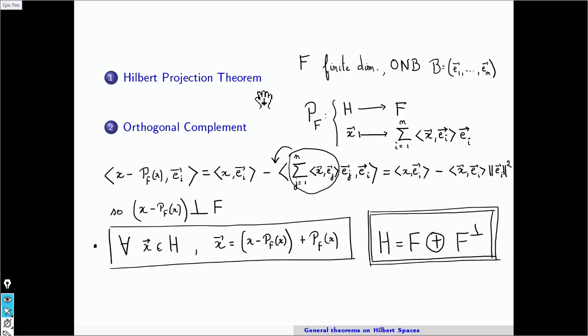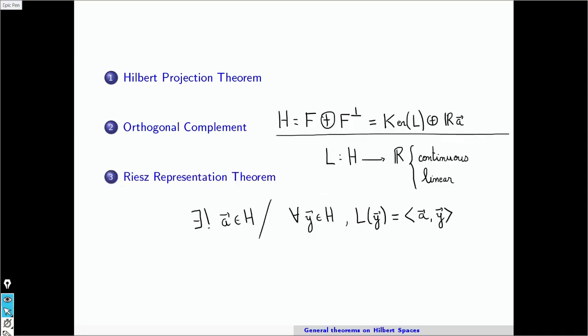What the theorem allows is to define this projection on F regardless of whether F is finite or infinite dimensional, as long as it is a closed linear subspace. So a first corollary of the decomposition of H as a direct sum of two orthogonal subspaces is the Riesz representation theorem. For any linear continuous form, there exists a unique vector such that the linear form is inner product with A.